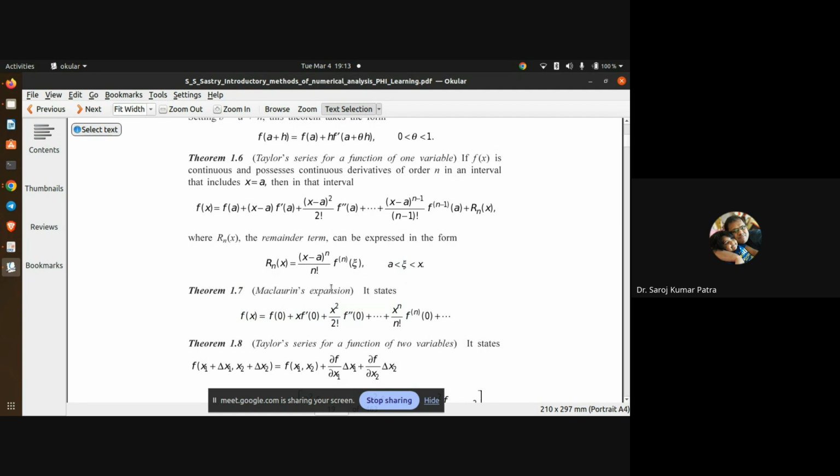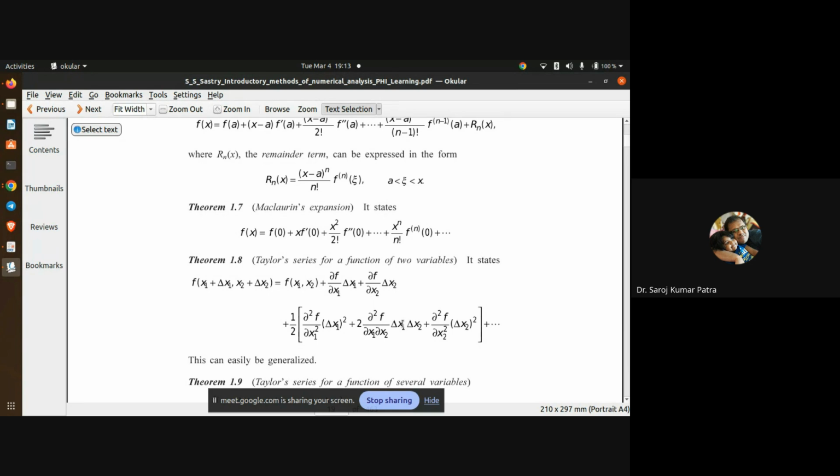So Maclaurin series is same as Taylor series. Only thing is, for Taylor series x is around a, here x is around 0. So x minus a equal to 0, so instead of x minus a, it will be x minus 0, which is x, and x minus a square, or x minus 0 square, will be x square by factorial 2, and x to the power n by factorial n. So it will continue like that.